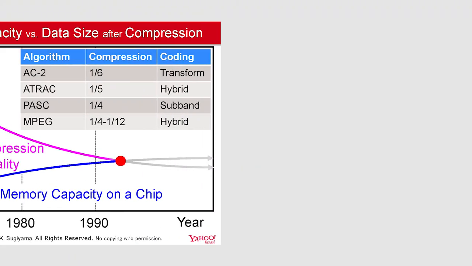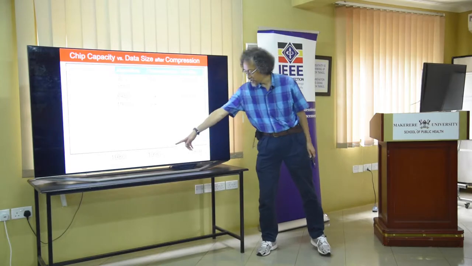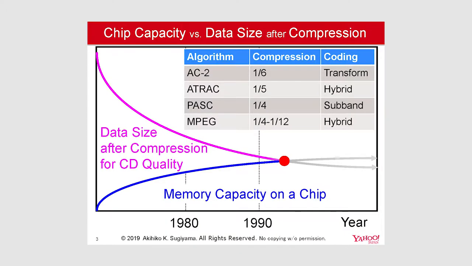This slide shows chip capacity versus data size after compression. The horizontal axis represents the time. Here is 1980, it's about 30 years ago, and here is 1990, and it goes on along the horizontal axis. And the vertical axis here represents the data size after compression, because we need to compress the data size without losing its quality. Here I am talking about audio data, but it is also true for video data.